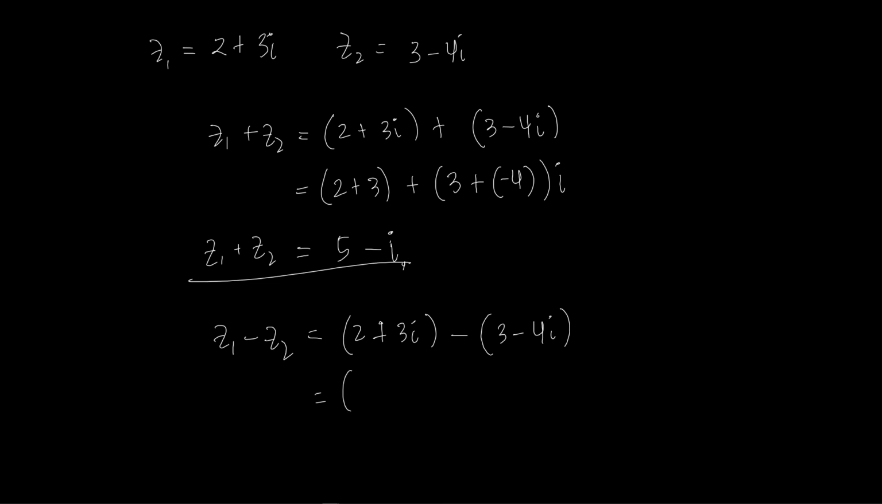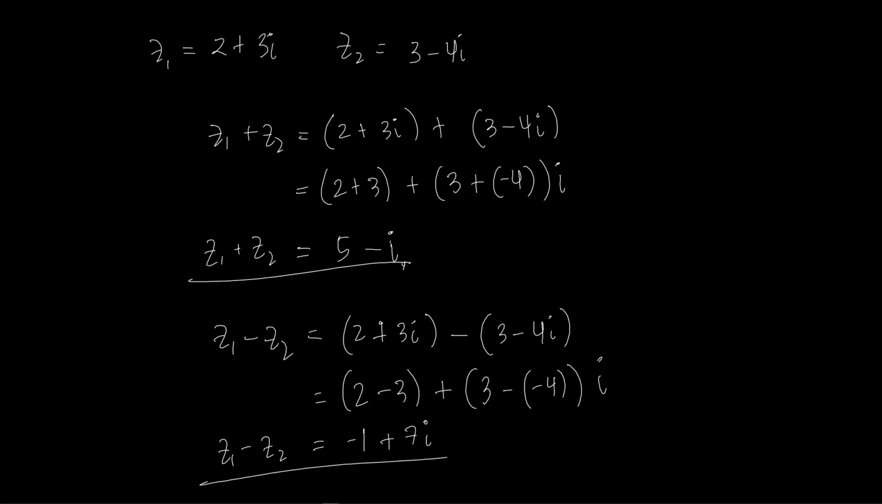Real part, i-minus nato. So, we have 2 minus 3 plus, no? Kini siya, o kani siya. So, we have 3 minus negative 4i. So we have negative 1. Then kani siya, that is negative times negative, that is positive. So we have 7i.